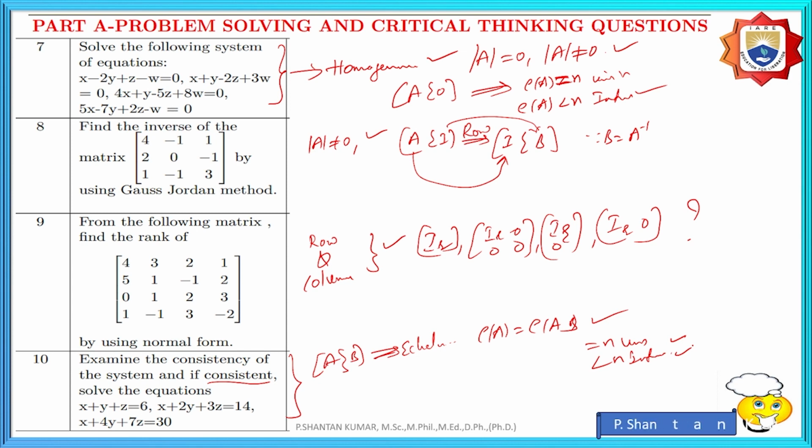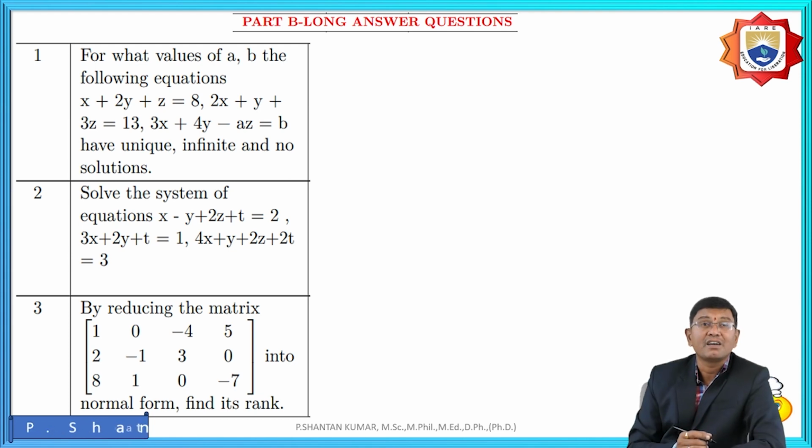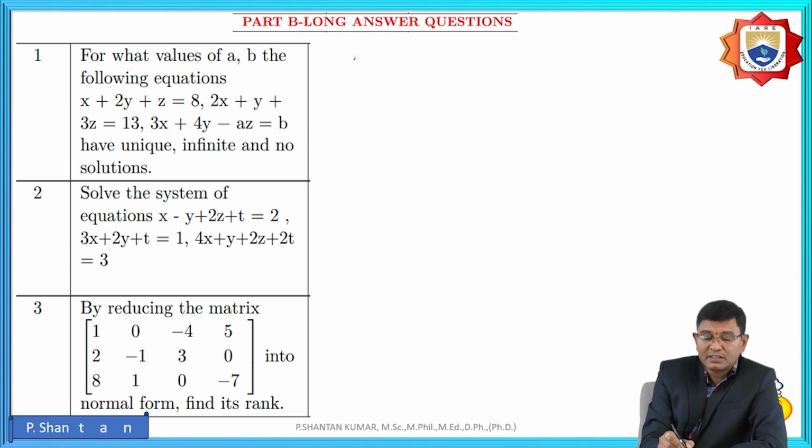What we discussed is a brief explanation of all the methods that we need to remember particularly. Next, here is part B, the long answer questions. Here also, how to find the solutions: for what values of a, b do the equations have a unique solution and infinitely many solutions. That means here also you can write the equations as an augmented matrix.